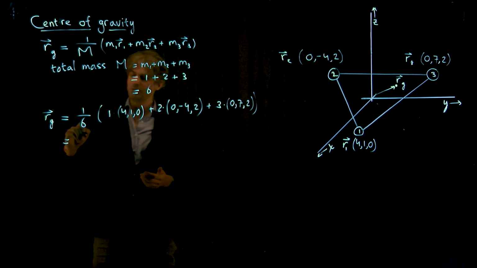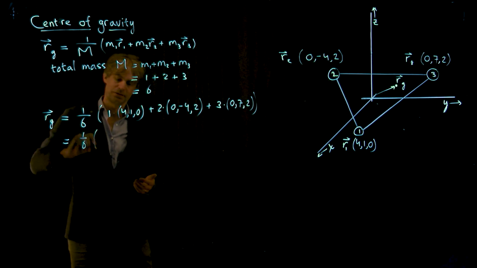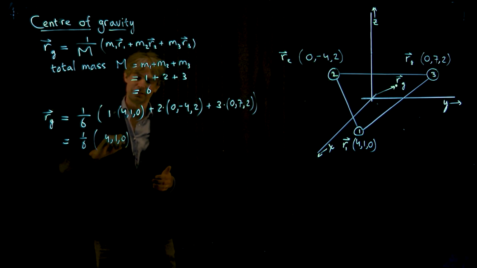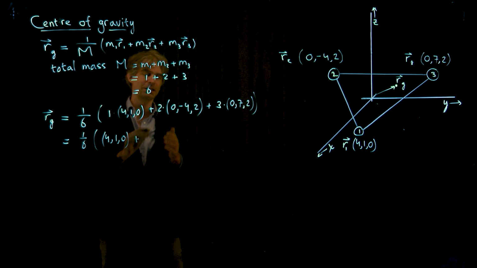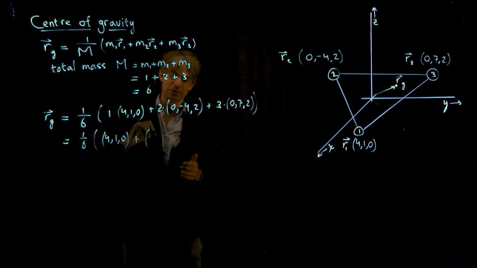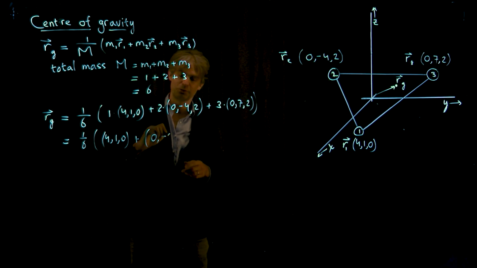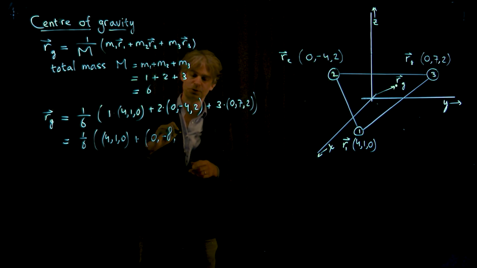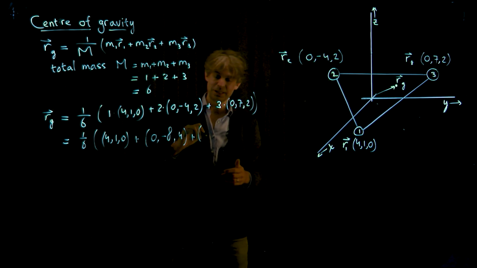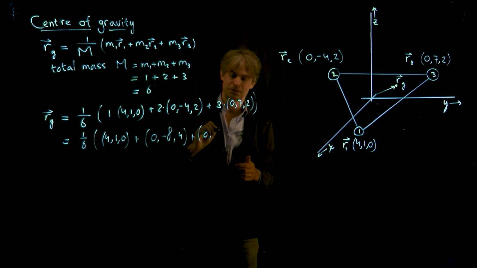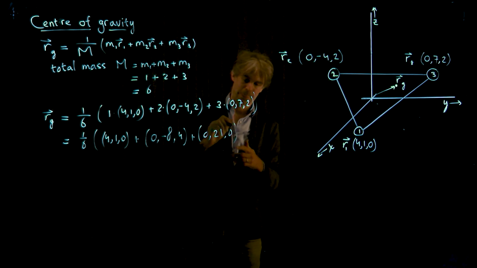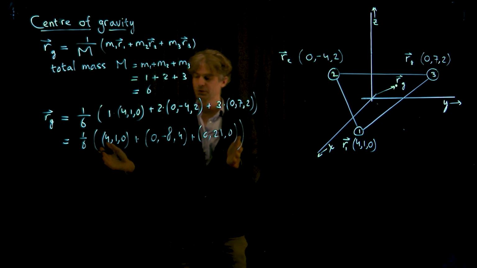Now let's practice our computations with vectors. First of all, let's keep the 1/6 just where it is. 1 times this vector is simply (4, 1, 0), the same vector. 2 times this vector means 2 times each of the coordinates. So it's 2 times 0, which is 0, 2 times minus 4, which is minus 8, and 2 times 2, which is 4. Now the last one: 3 times 0 is of course 0, 3 times 7 is 21, and 3 times 2 is 6. And then the big bracket to close the whole thing off.